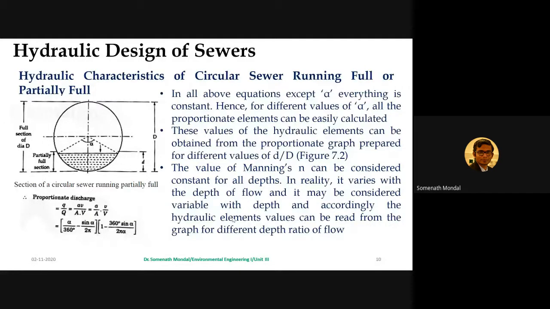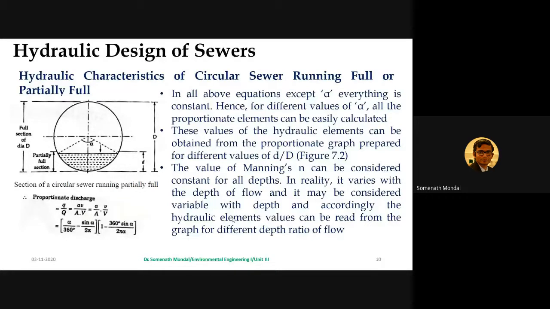We have also discussed the expression for small a and small v, and if you put that in your equation, you get alpha by 360 minus sine alpha by 2 pi into 1 minus 360 sine alpha by 2 pi alpha. Now what you need to remember is, in all the above derived equations, whatever we have discussed till now, except alpha, everything is constant.